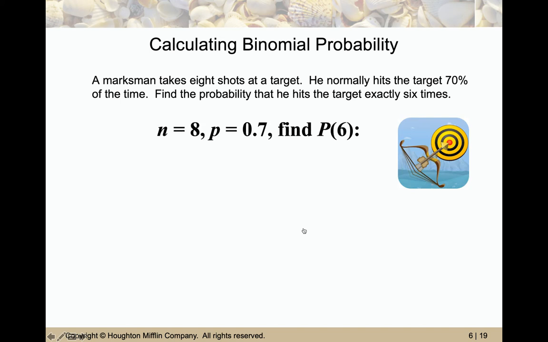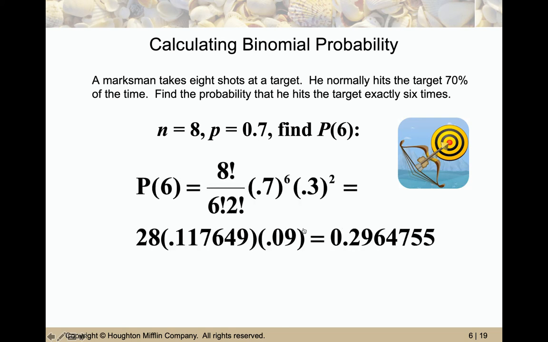So N is 8, P is 0.7, and we want to find the probability of 6 successes. All right, so we use the same formula and we get 0.2964755. Remember, you get Q by doing 1 minus P. So 1 minus 0.7 is 0.3. This is X factorial, so 6 factorial. This is N minus X, so 8 minus 6 is 2.